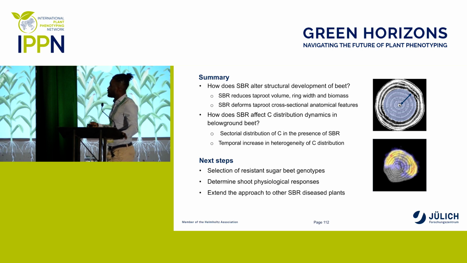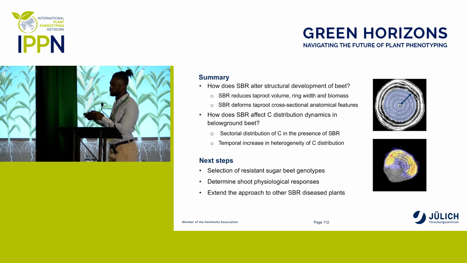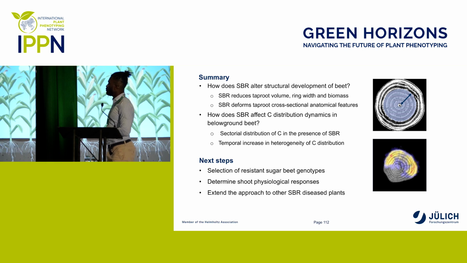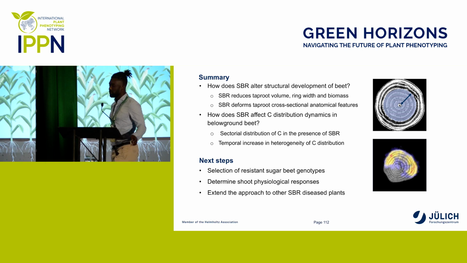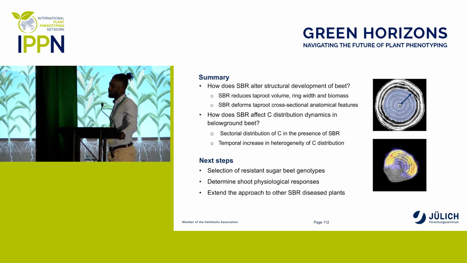Again, I wanted to know how the SBR affects carbon distribution dynamics in the below ground part of the beet. And here we see that, as I showed in the video, there's a form of sectorial distribution of carbon in the presence of the pathogen. Moreover, we've seen an increase in heterogeneity in the presence of the pathogen. So from our results, we have a detailed catalog of how this disease is affecting sugar beet plants.